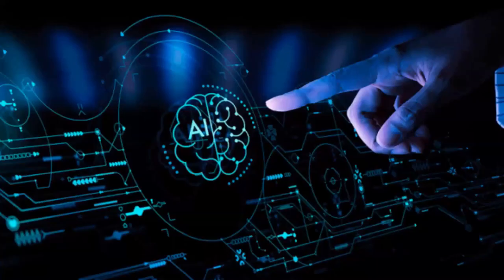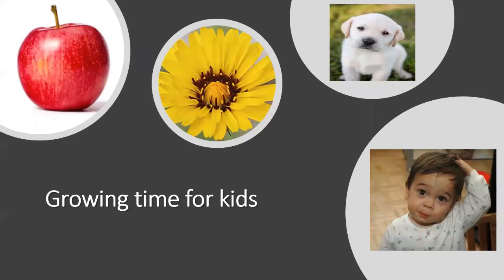As you know, we human beings have taught computers to generate artificial intelligence. Well, this is like when your parents taught you the meaning of apple, flower, or a puppy when you were a kid.